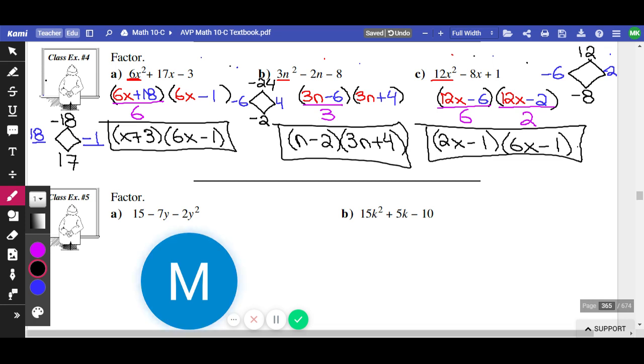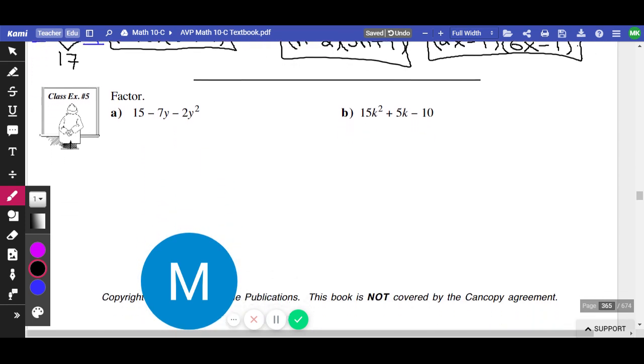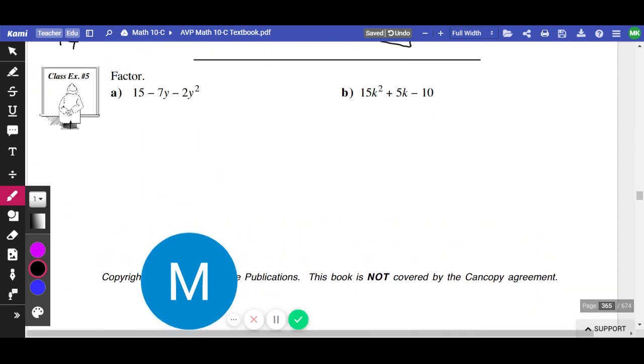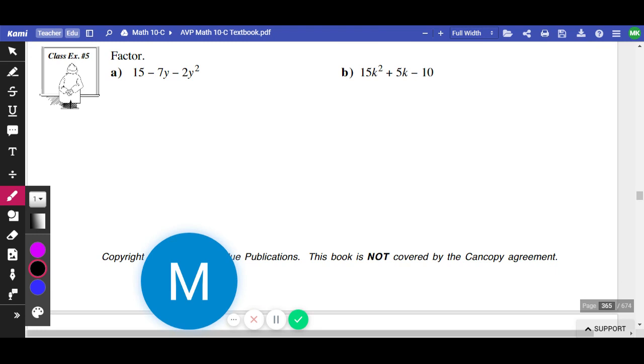Awesome. We got a couple tricky ones here. So class example 5, we just have two special cases here.